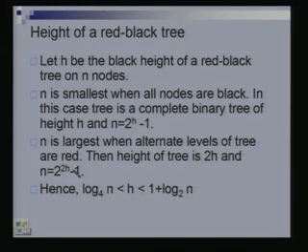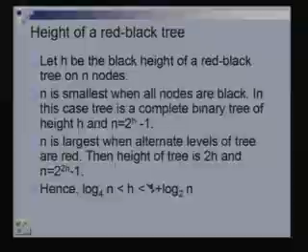So, the total height of the tree becomes 2h, and so the number of nodes in the tree becomes 2^h minus 1, which is about 4^h minus 1. So, this implies that h lies between log n to the base 4 and log n to the base 2. Just a plus 1 minus 1, you can figure out, right.